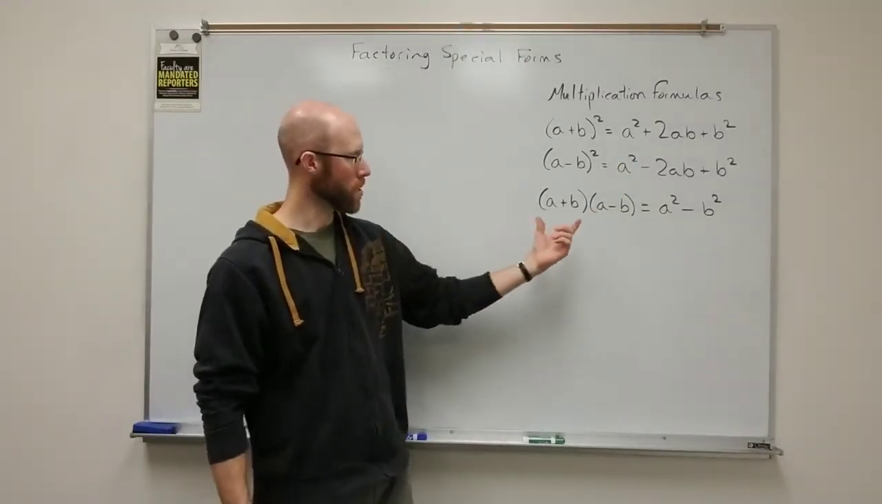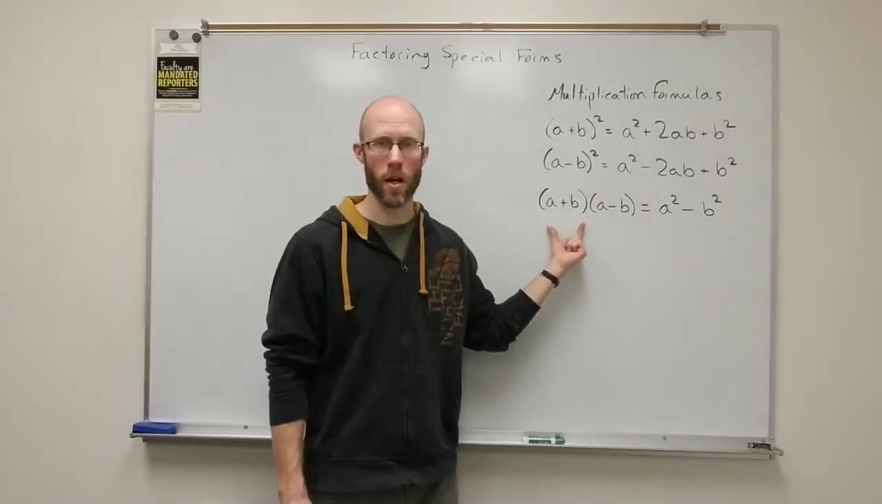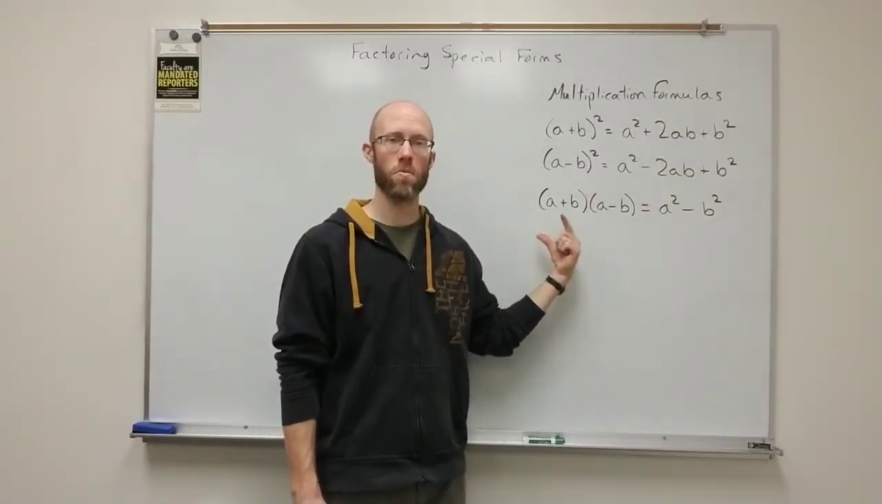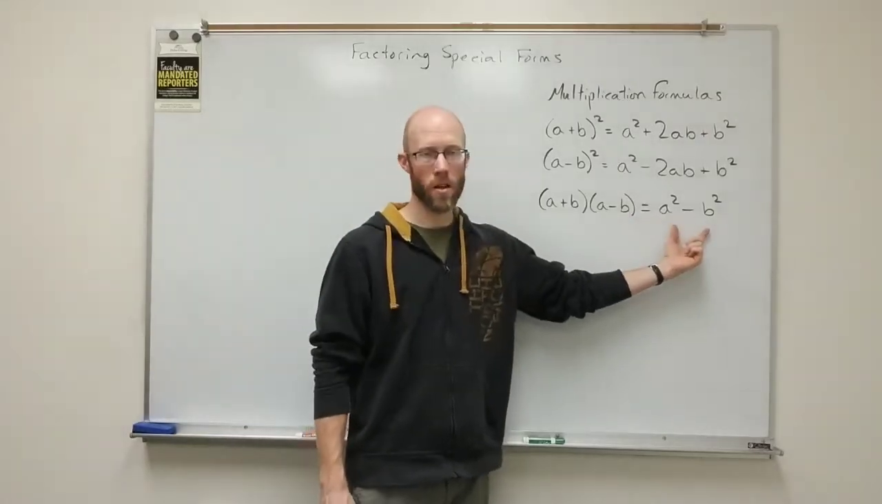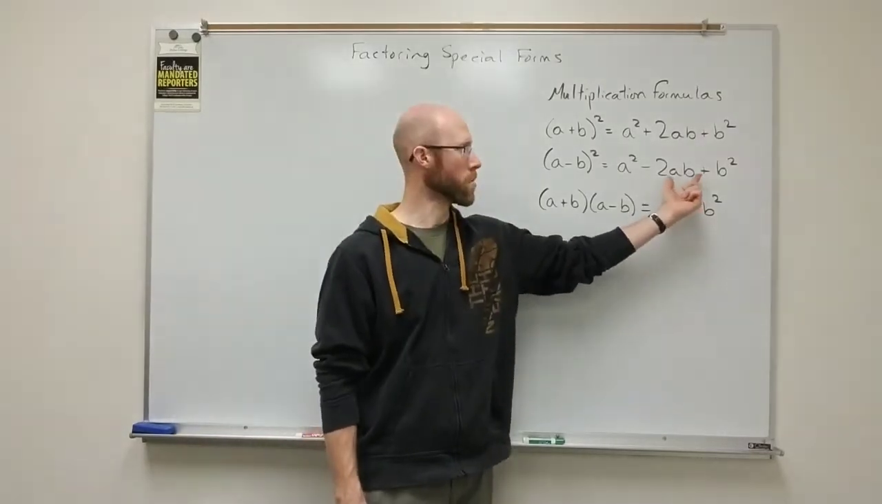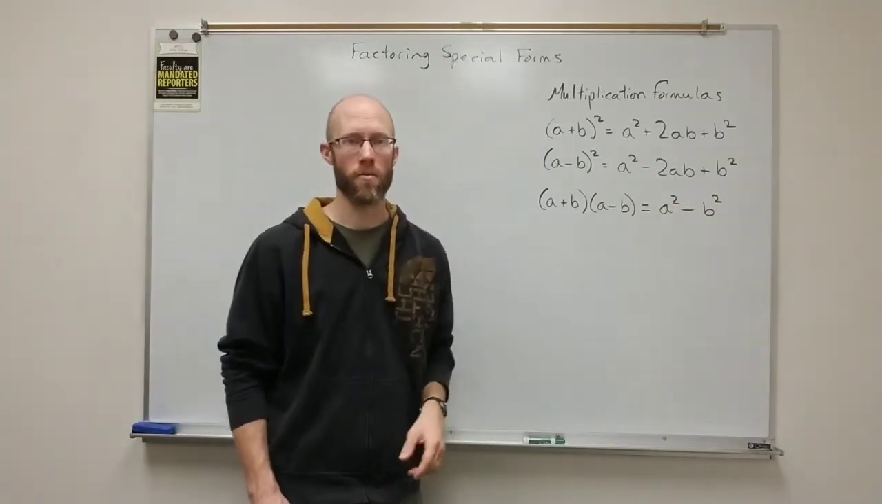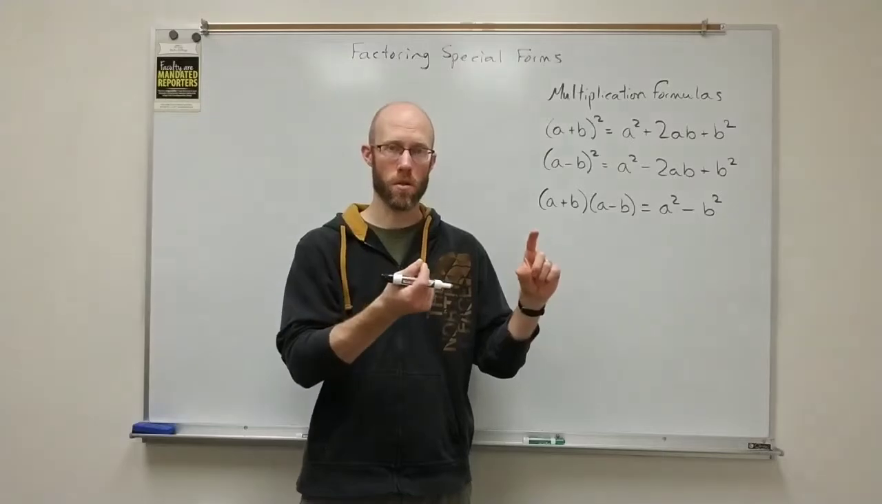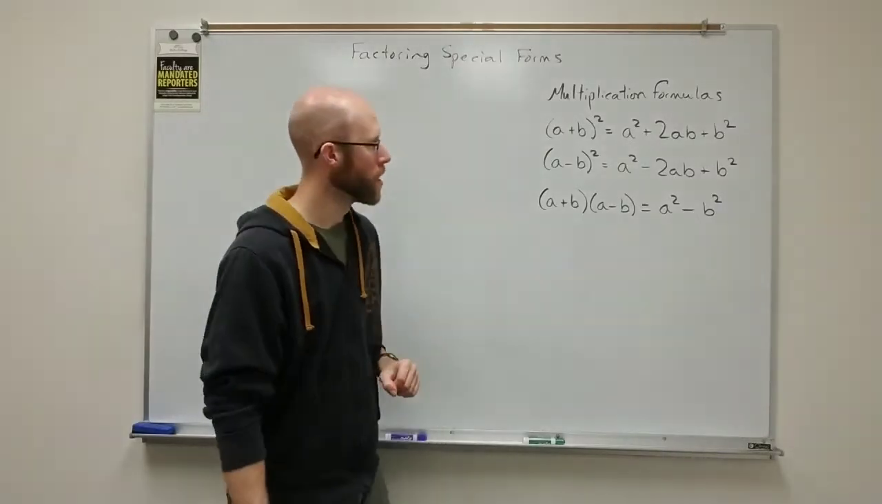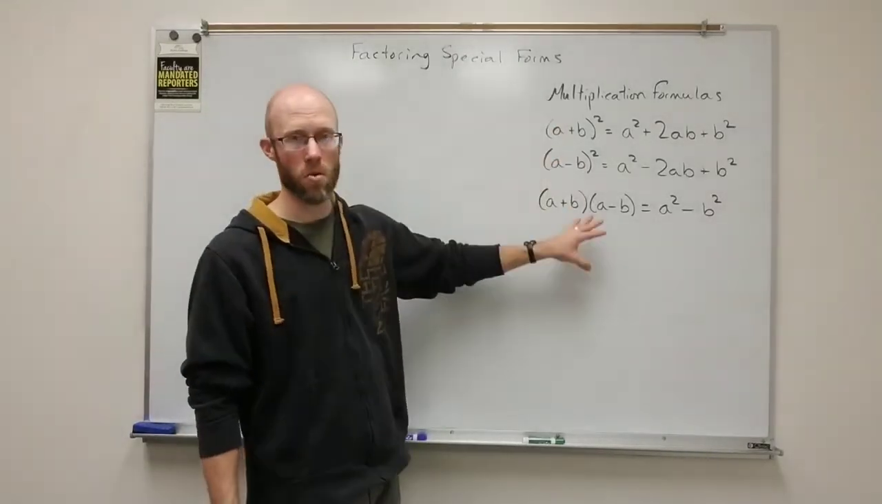And then we also talked about this idea of conjugates. When you multiply two conjugates together where the terms are the same but the sign is different in the middle, they end up being a difference of two squares. So the middle term here would drop out, and you're left with just the a squared minus the b squared, the two terms squared with a subtraction in between. Okay, so we've talked about those three formulas.